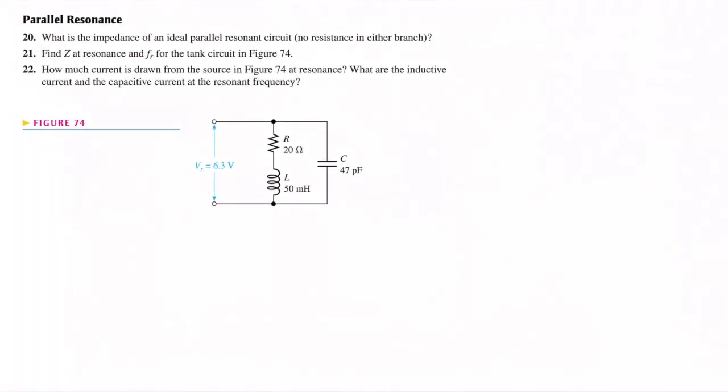Let's now consider this set of problems. So we have three questions here. The first question is, what is the impedance of an ideal parallel resonance circuit with no resistance in either branch?